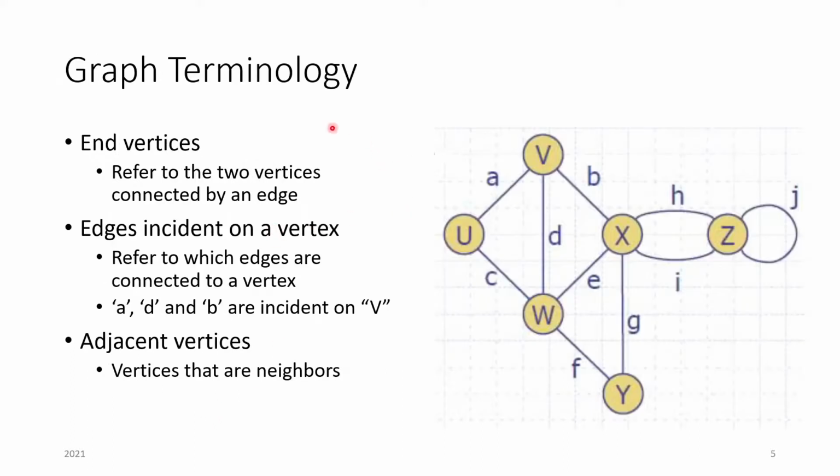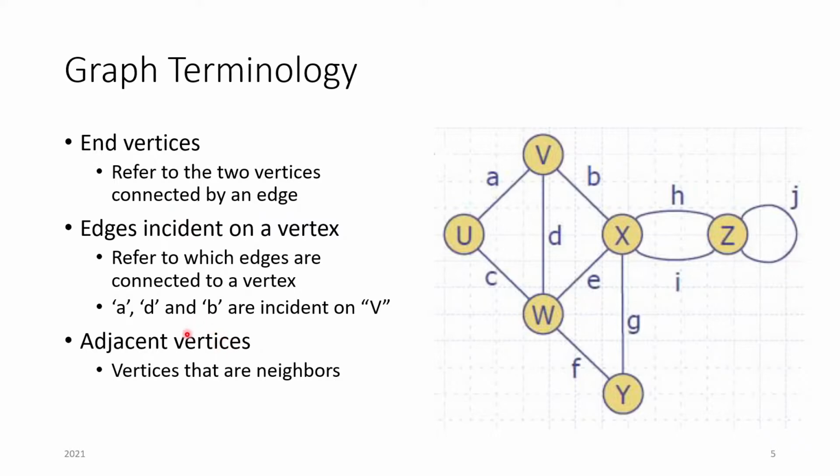So we're going to move on to a little bit of terminology regarding our graphs. The end vertices refer to two vertices or two nodes that are connected by an edge. For example, the end vertices of edge A would be U and V. Edges incident on a vertex refers to which edges are connected to a particular node. So node U here has edges A and C connected to it. Similarly, node V here has edges A, D, and B connected to it, or incident to it.